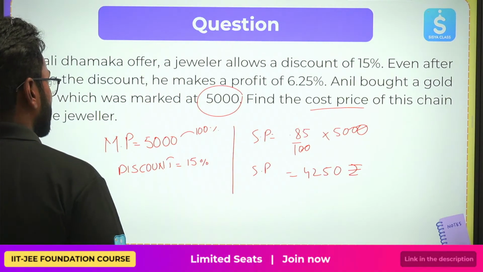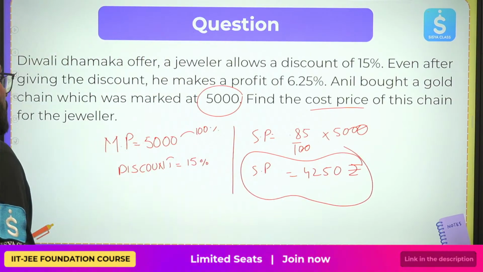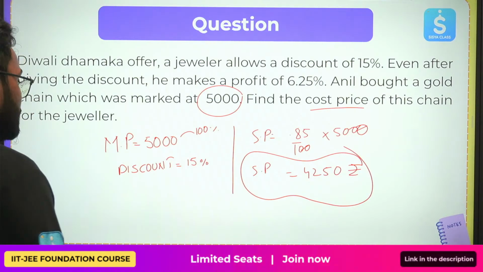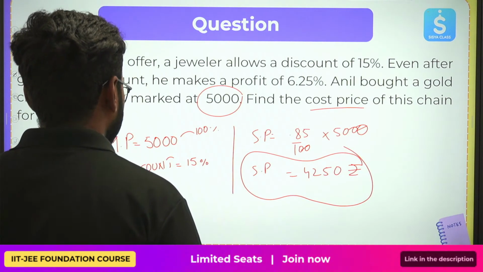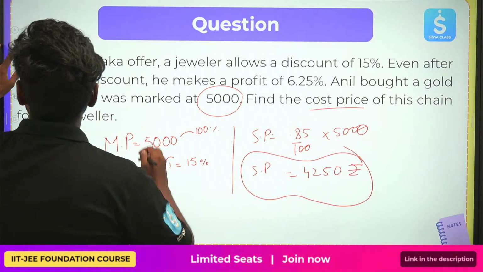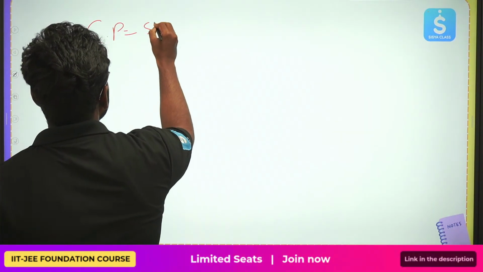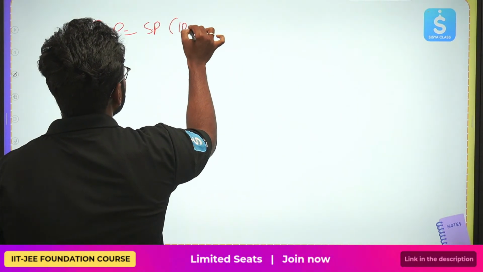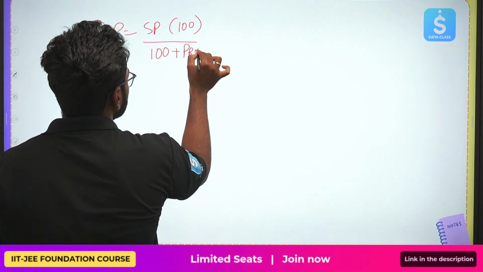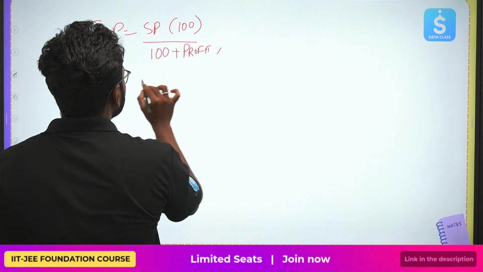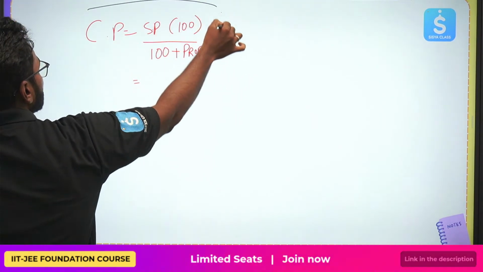Now coming to profit, he's saying even if he's selling at this amount, he is getting a profit of 6.25%. Okay, so we have to find the cost price. Guys, there's a formula. Let me write it. CP is equals to SP into 100 upon 100 plus profit percent. This is the formula you have to remember.